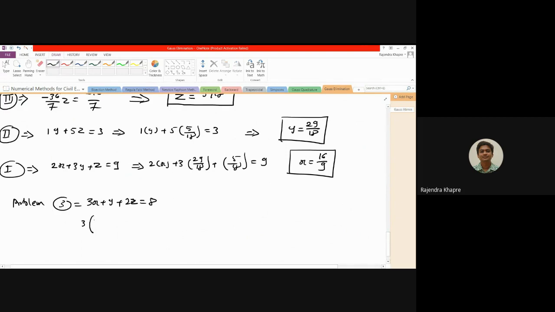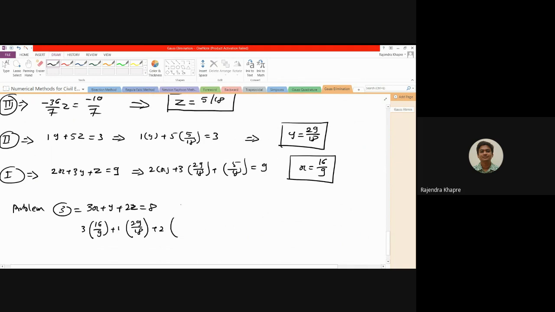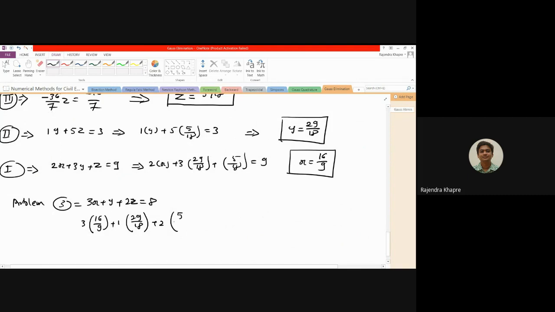So let me write down. This is 3, the x value is 16 upon 9, plus 1, y value is 29 upon 18, plus 2 times z. So z, I think it is 5 by 18. And this must be equal to 8. Please cross check this whether it is 8 or not. हाँ, तो इसका मतलब तुम लोगों ने कहीं तो भी गड़बड़ करी है.